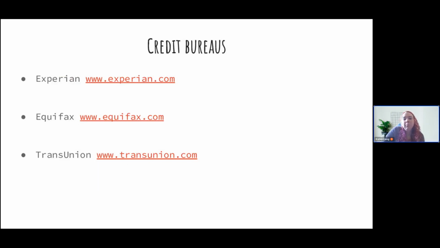So there are three main credit bureaus, and these are the companies that come up with this 3-digit number that makes up your credit score. There's Experian, Equifax, and TransUnion. They take a lot of things into consideration when coming up with your score, but these are the three main ones that most banking institutions or other lenders will look at.